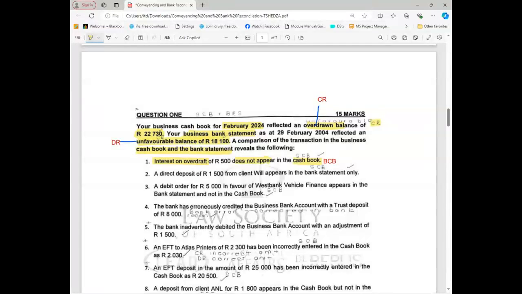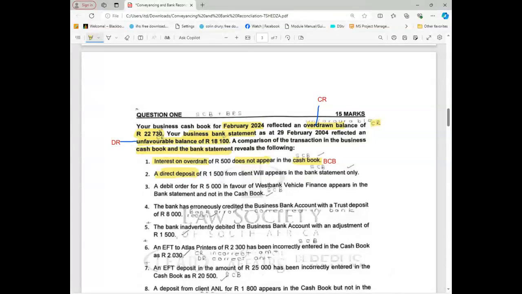Good. Yes, we can proceed. Now number two, a direct deposit. Let me ask you something. Which document do you normally see a direct deposit on? Where do you normally see it? Which document?